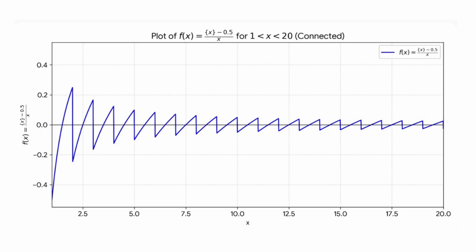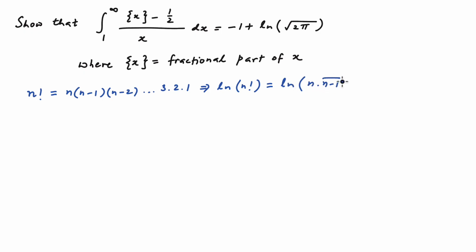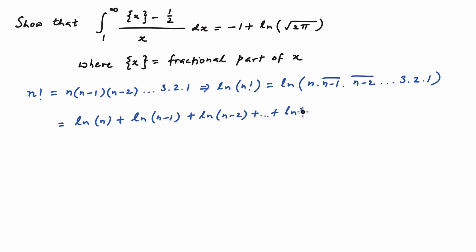Now let's get back to the integral itself. We start by recalling that n factorial is equal to n times n minus 1 times n minus 2 and so on till 3 times 2 times 1. Taking the natural log of both sides, we get ln of n factorial is equal to ln of n times n minus 1 times n minus 2 and so on till 3 times 2 times 1. Using properties of logarithms, this is equal to ln of n plus ln of n minus 1 plus ln of n minus 2 plus and so on plus ln of 3 plus ln of 2 plus ln of 1.